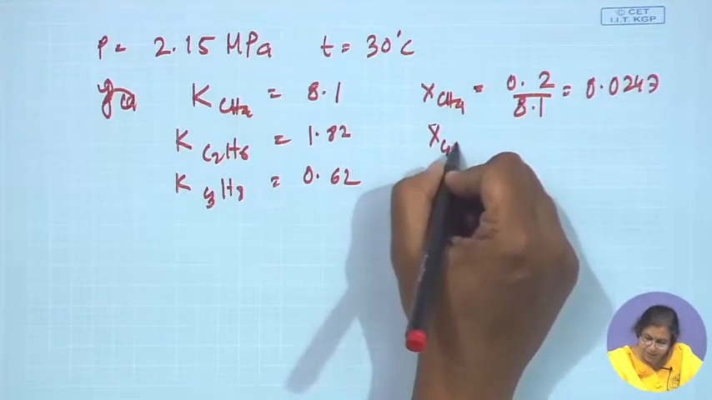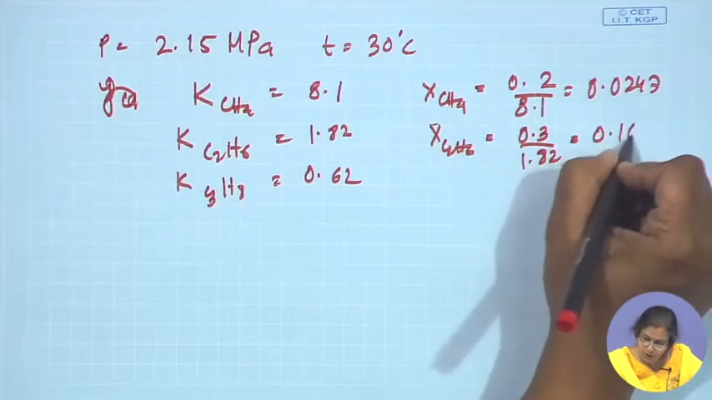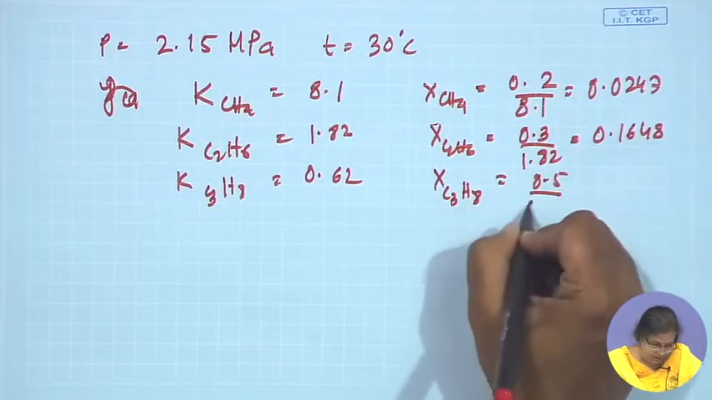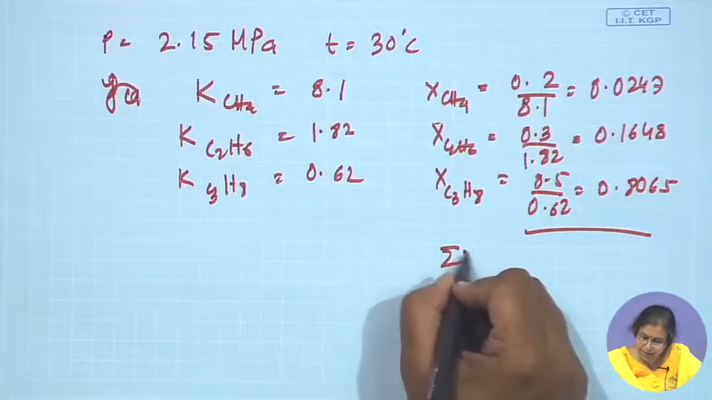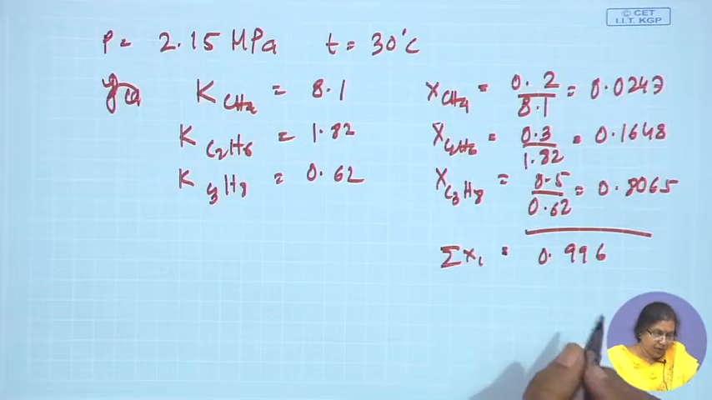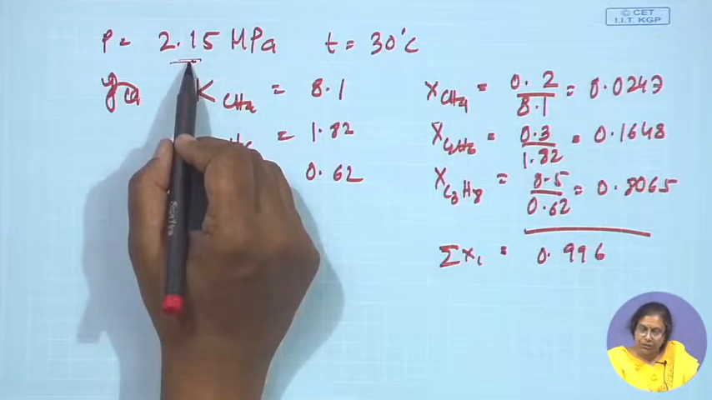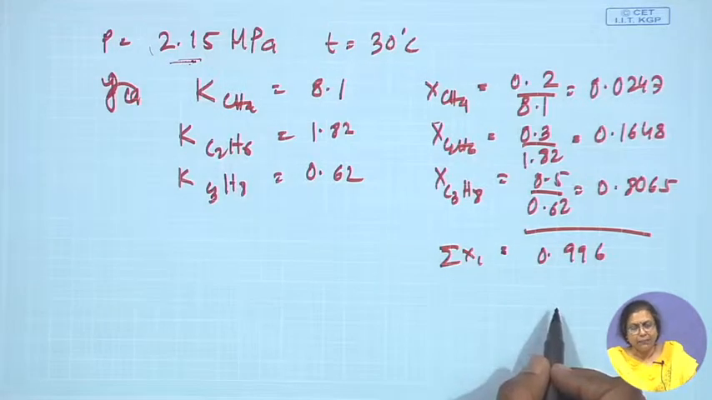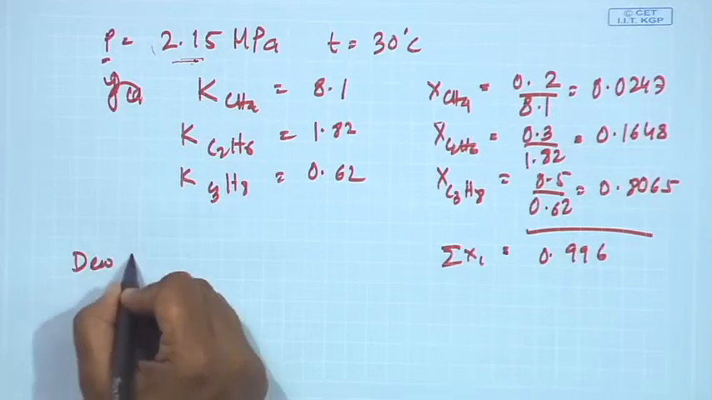This comes to 0.0247, this comes to about 0.1648, and for the propane case it is 0.8065. If you take the sigma xi in this case, it is almost equal to 0.996. Therefore, we can say that my assumption of pressure was more or less correct. For greater accuracy, you need to alter this slightly, and if you get sigma xi greater than 1, then by linear interpolation you can take the intermediate pressure. Accordingly, you can find out the dew pressure.